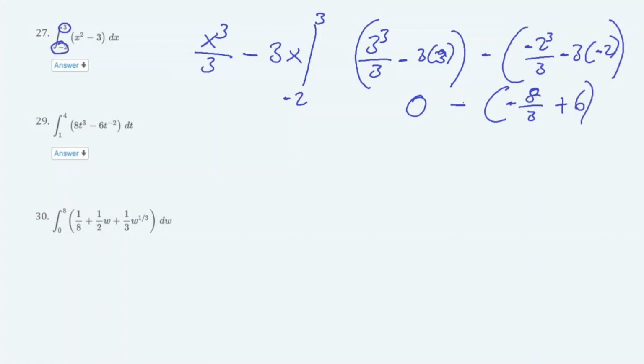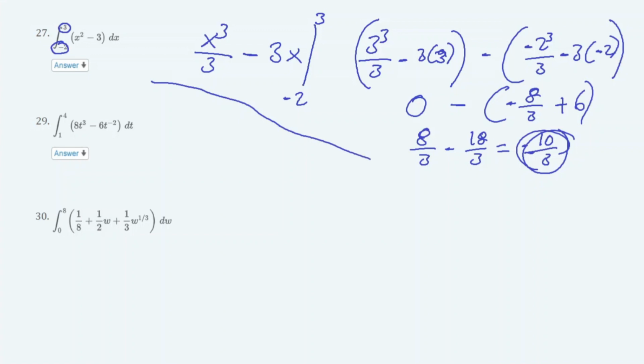And now we want to distribute this negative, in which we're going to have 8 over 3 minus 6. And we can also convert this 6 into a fraction over 3, in which it would be 18 over 3, because we'd multiply by 3. So our final answer would be -10 over 3. And now let's move on to number 29.